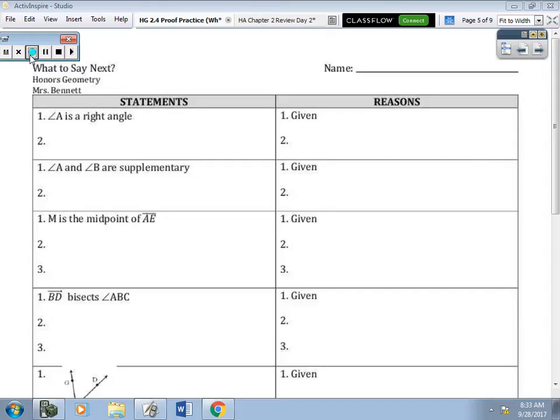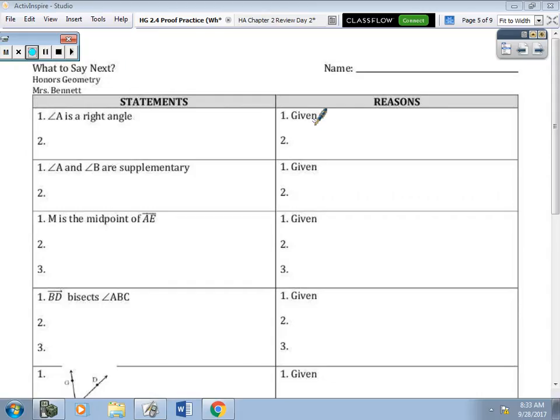Now, some of them have pictures, some of them don't, and that's okay. We don't need a picture. We just need to ask ourselves what it's telling us. So the first one says, angle A is a right angle, given. What could we conclude if we know it is a right angle? Think about it. What is the definition of a right angle?